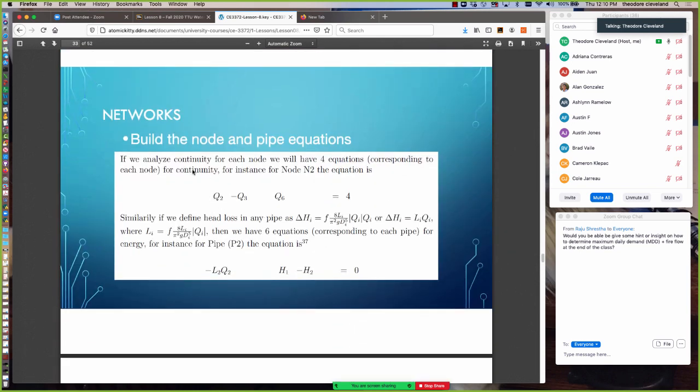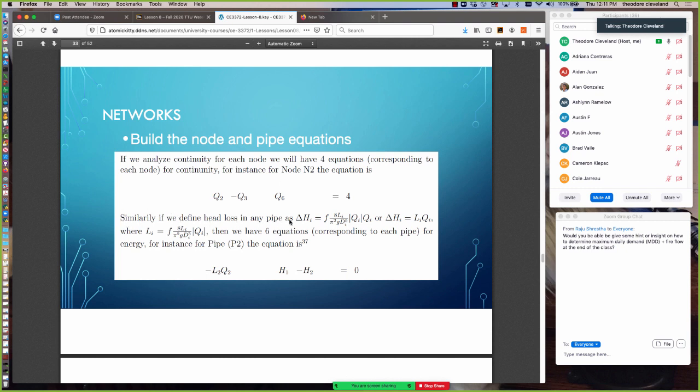So first we'll build the node and pipe equations. If we look at node number 2, for instance, we have Q2 coming in, Q3 leaving, Q6 coming in, and the demand at node 2 is 4. So that defines a nodal balance equation. We can do that for each of the nodes in the system. We have an equation for each one.